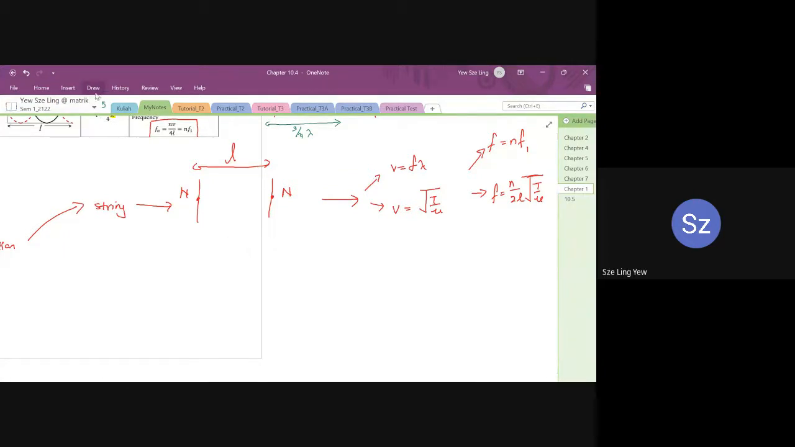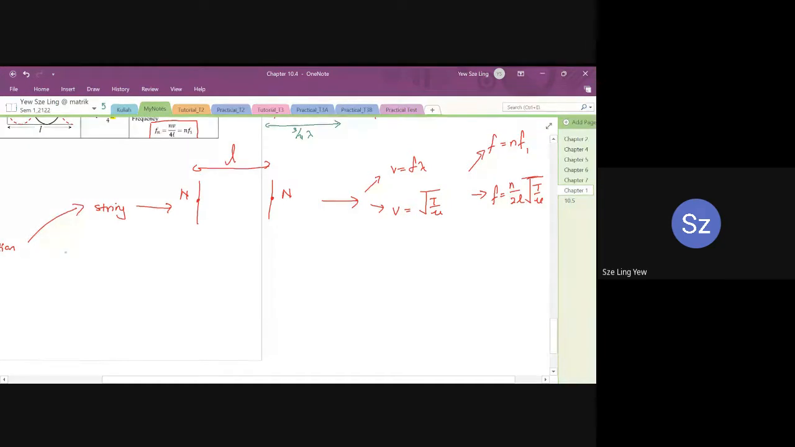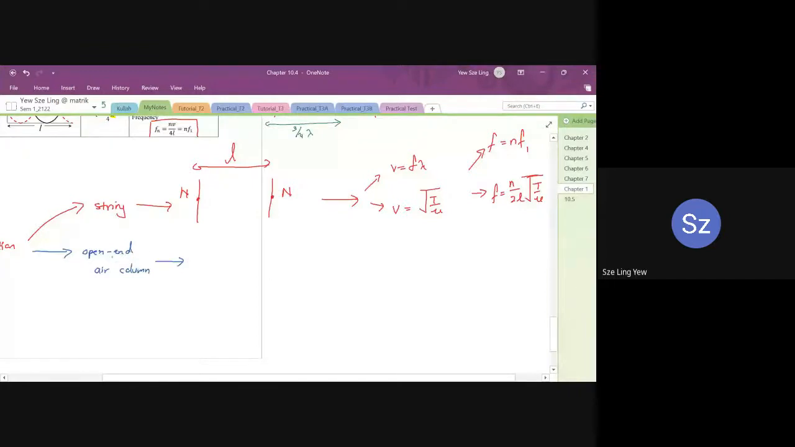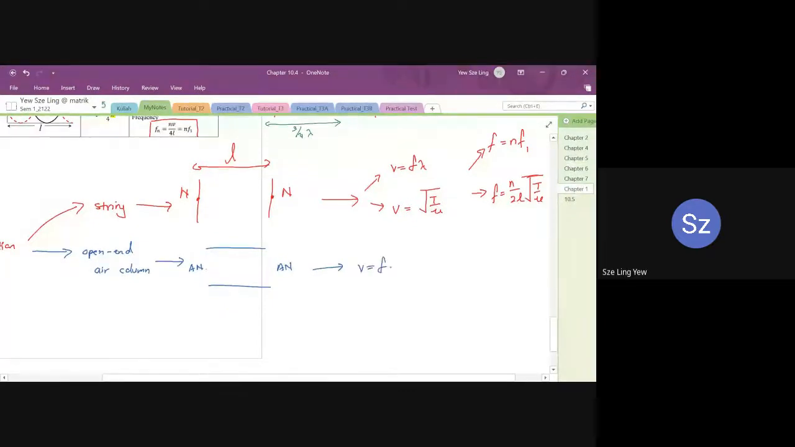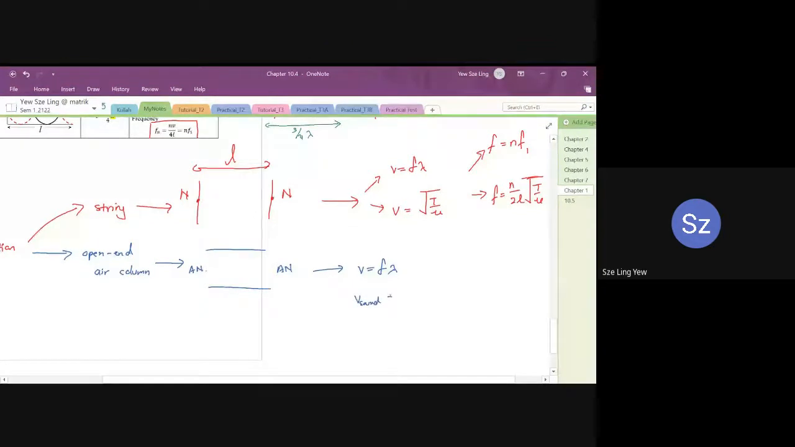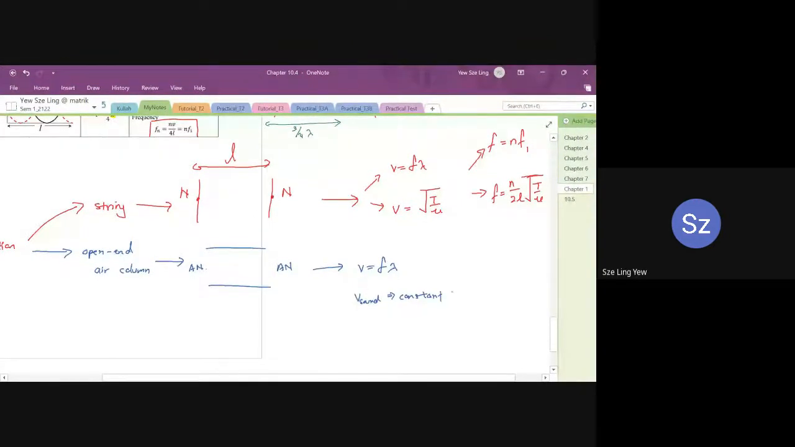And then the second application that we look at today is the open end air column. So what is important about the open end air column? You have antinodes on both ends. And then for the equations, you have only v equals f lambda, because v sound is a constant value, and it will be given in the questions. So from here, you then derive the equation.